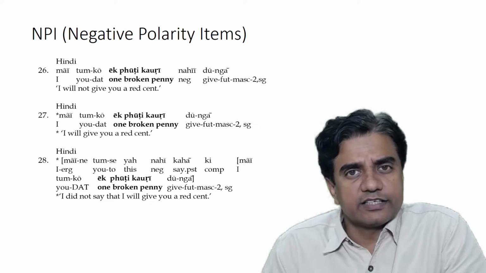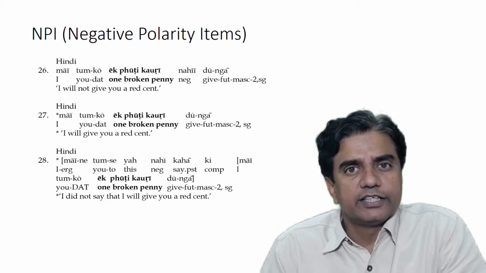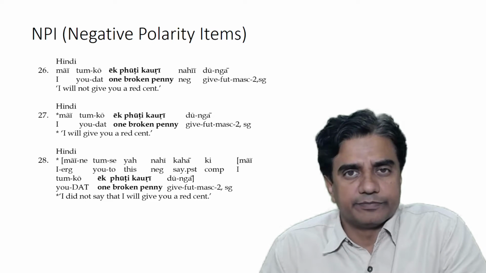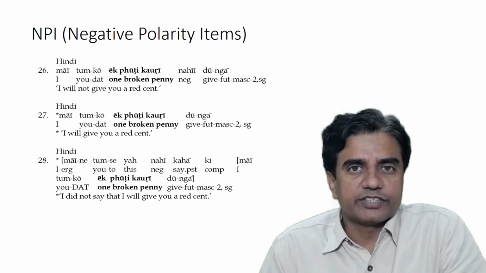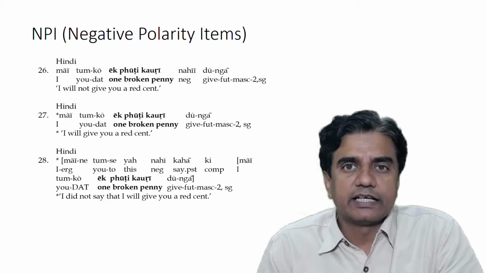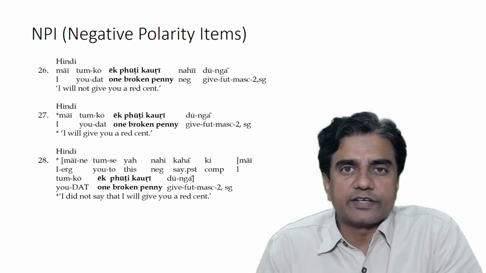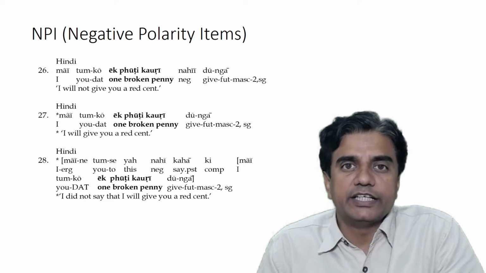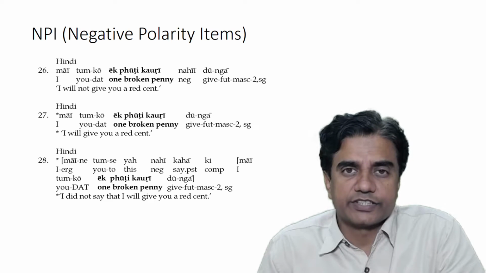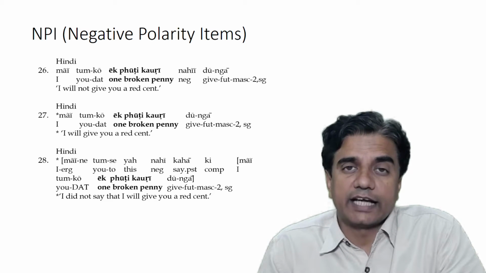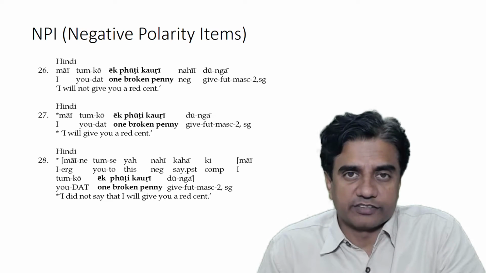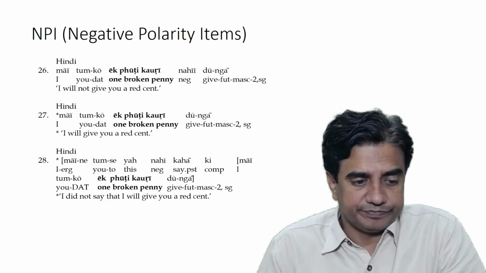So let's spend some time and understand the idea of negative polarity item. As I mentioned, negative polarity items are sensitive to the presence of a negation element in a sentence in natural language. In other words, in the absence of a negative element, in most cases, a negative polarity item does not occur. Let's see some examples.